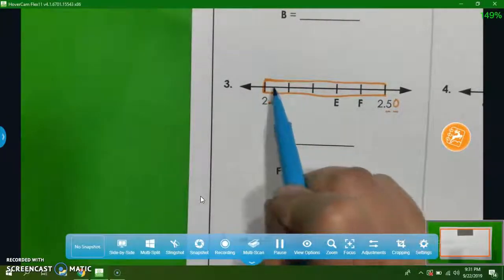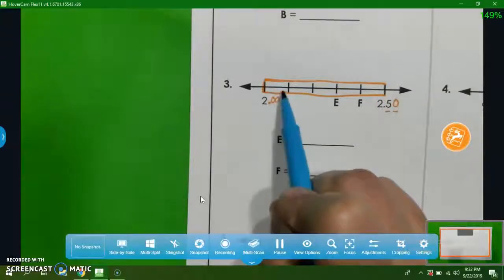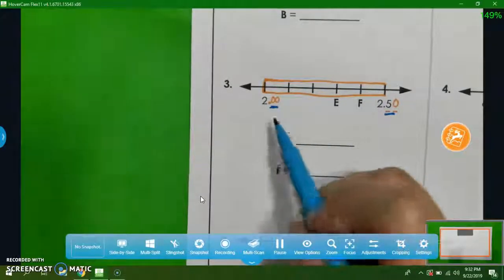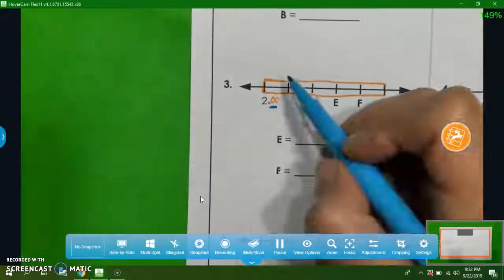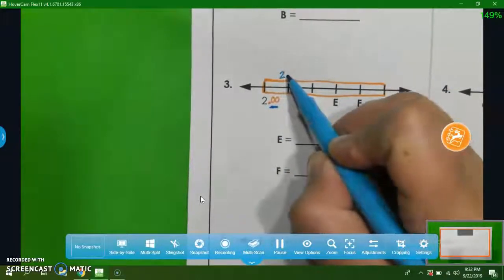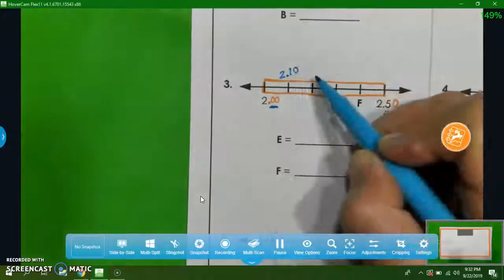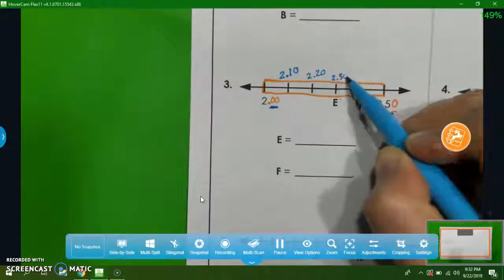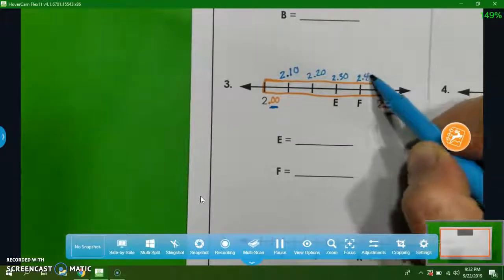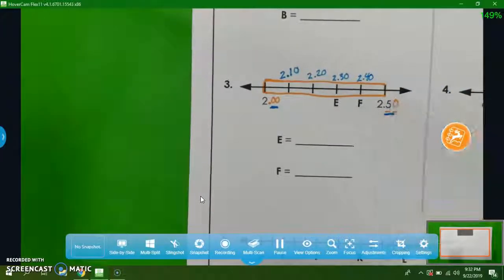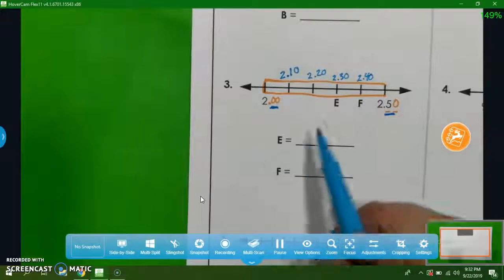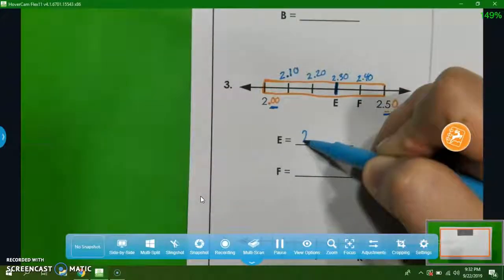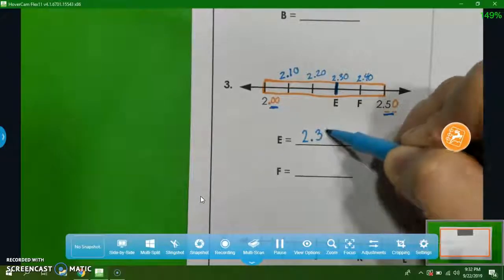So if I'm thinking there's 5 equal pieces here, and I'm trying to get from 0 to 50 cent, it would make sense for each of these to be worth 10 cent. So this would be $2.10, $2.20, $2.30, $2.40, $2.50. So if I wanted to know E, I'd be looking at $2.30.